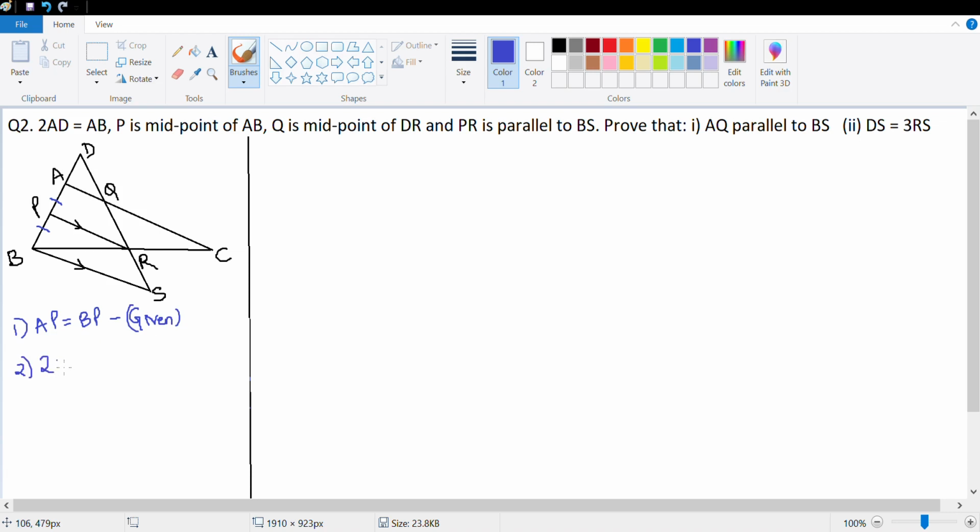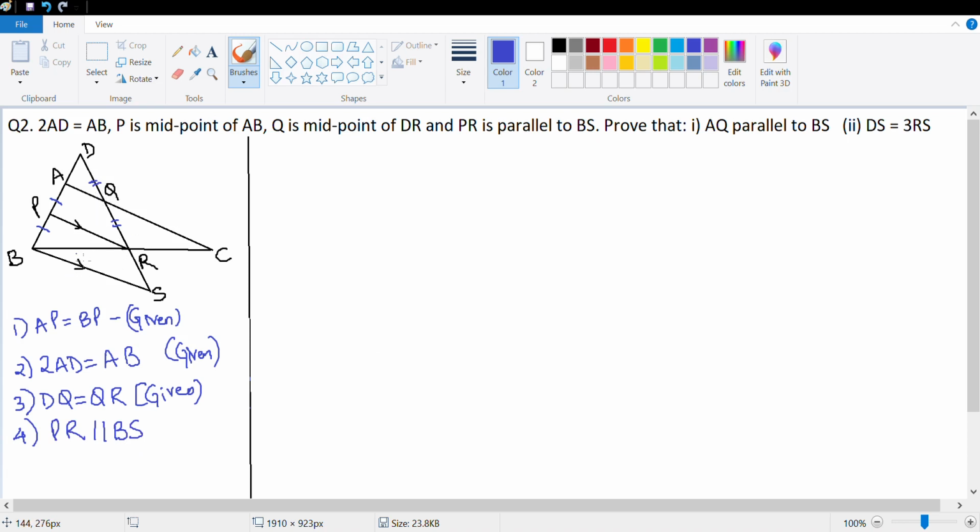So 2AD is equal to AB. This is the second thing which is given. Q is midpoint of DR. The third thing which is given is DQ is equal to QR. This is also given. I'm just writing whatever information is given to us. And PR is parallel to DS. Now we need to prove that AQ is parallel to BS.